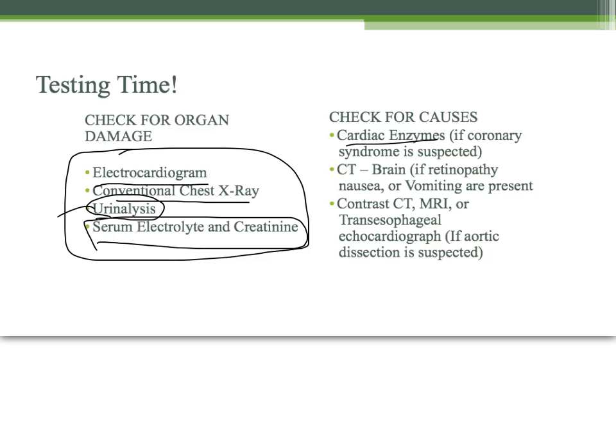Get a light out and look inside the person's eye, check their retina. If that doesn't work, CT their brain. If you're thinking maybe an aortic dissection, you can do a transesophageal echocardiogram.